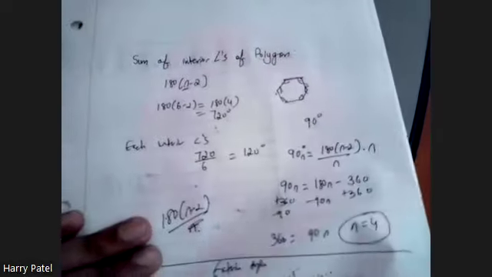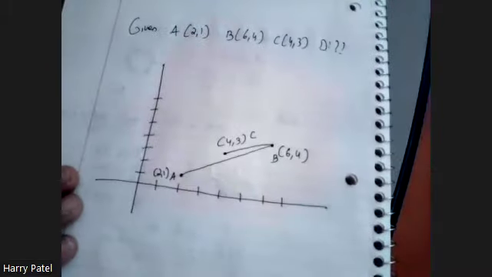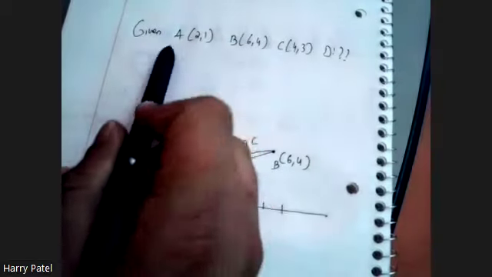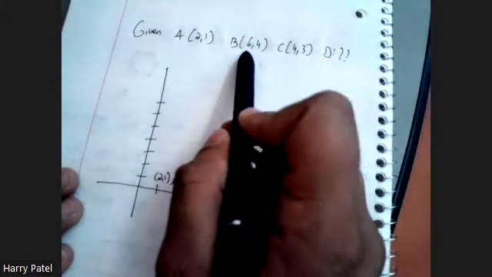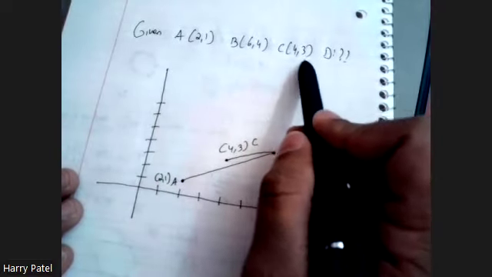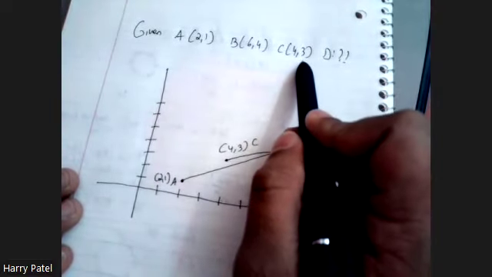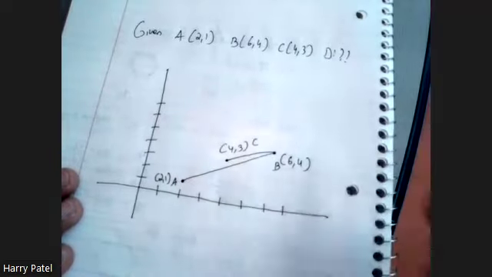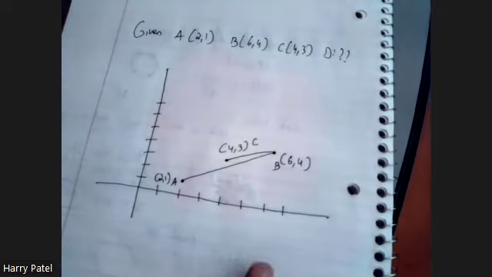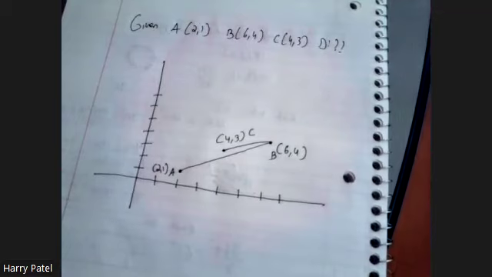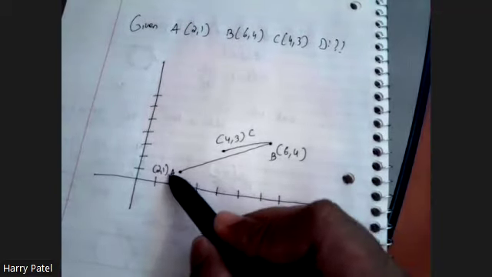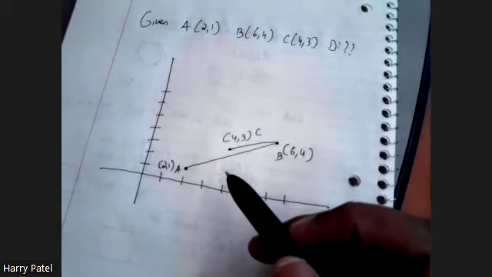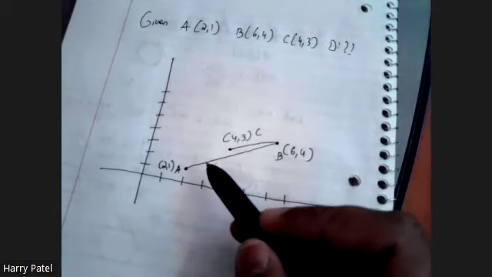Cool. One other question that I want to look at was this one right here. If you're given point A, which is 2, comma 1, point B, which is 6, comma 4, point C, which is 4, comma 3, of a parallelogram, and you're asked to find point D, how would you do that? Well, first of all, graph it. Okay? Graph it, this is what it will look like, right? A, B, C, and you're asked to find D.